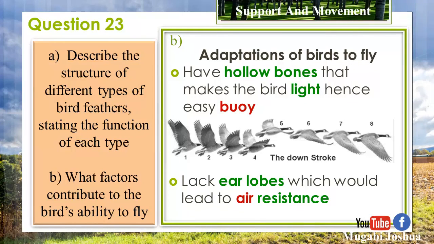You will find that birds also lack earlobes, which would lead to air resistance. So the birds do not have earlobes, and this reduces the resistance which would have developed because of air resistance. That is another adaptation which helps the birds to fly.